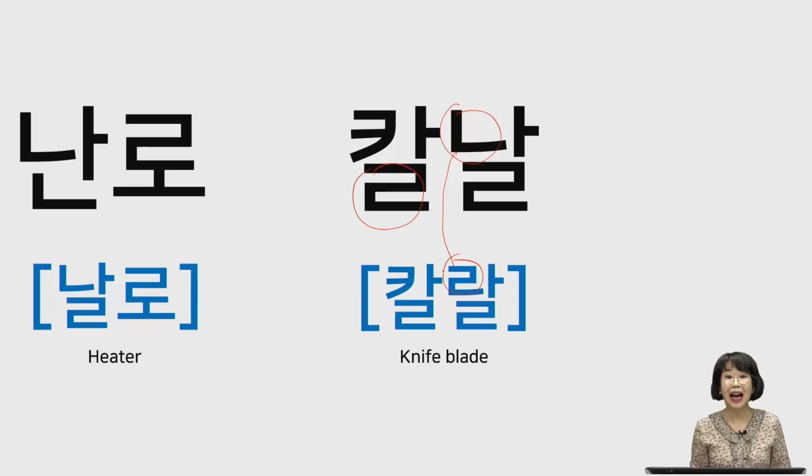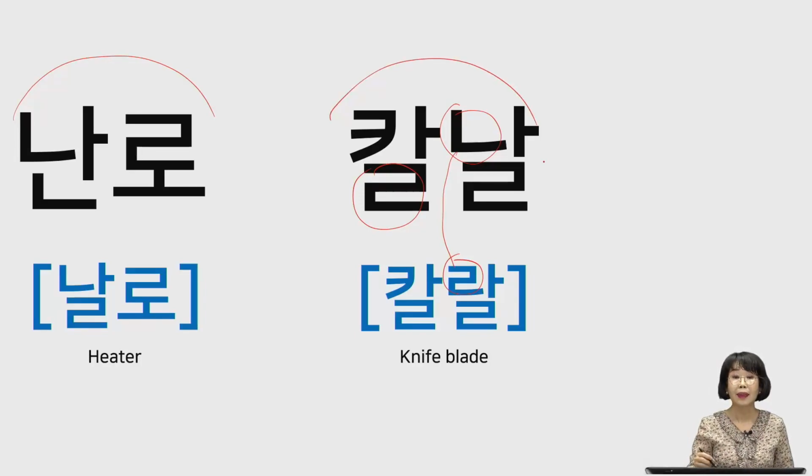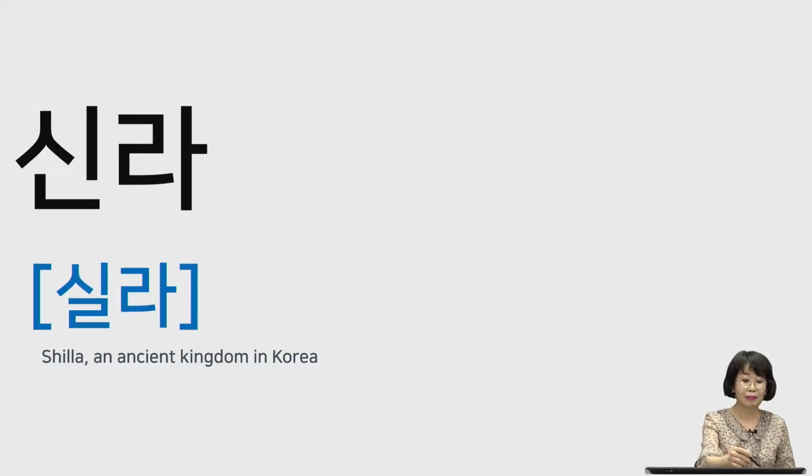칼날, 칼날. 날로, 날로. 칼날. There is a liquid sound ㄹ. Under the influence of the ㄹ sound, the liquid sound, ㄴ becomes a ㄹ sound.